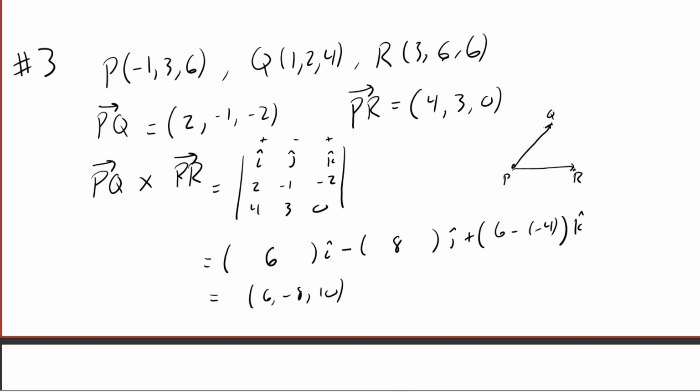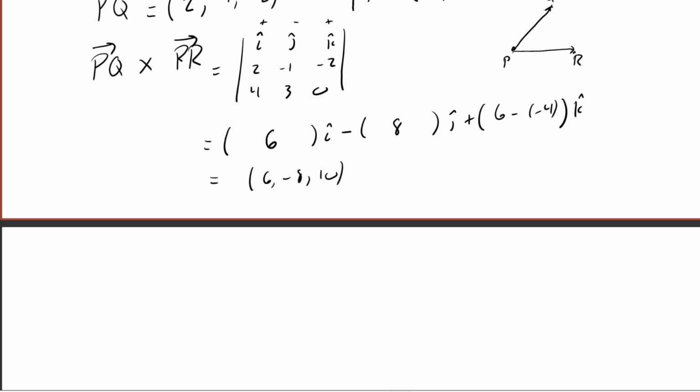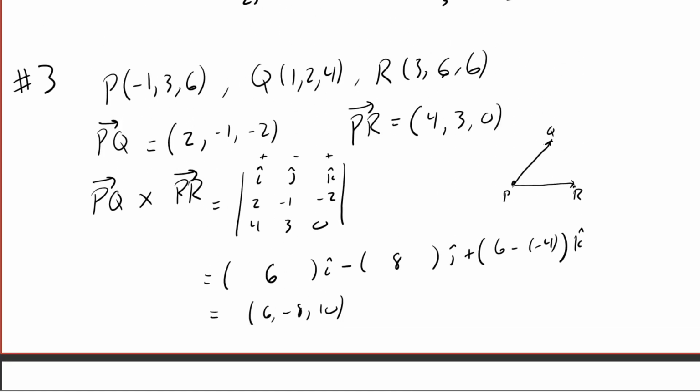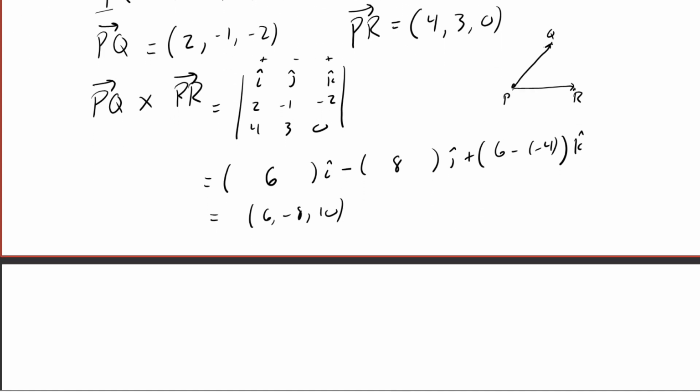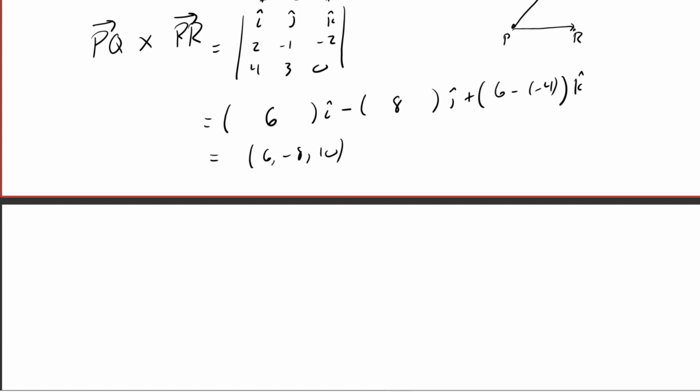Okay, so the point of that was to get the direction vector for this plane. Now that we have the direction vector, we need a point on the plane. Well, we know that the plane passes through P, Q, and R. So I could pick any single one of these, and it would give me the equation for the same plane.